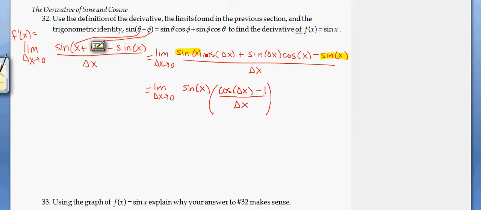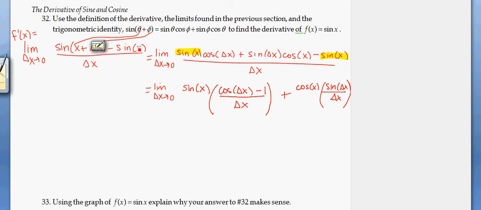So I factored the sine of x, cosine delta x, that part over delta x. That's all this. And then the minus sine of x over delta x would be this minus 1. So notice if I distribute this sine back here, I have this term and this term, but I'm still left with this middle guy. So I have a cosine of x times a sine of delta x over delta x.